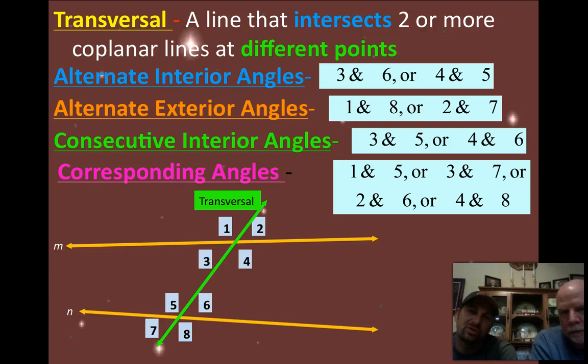Make a connection with why 3 and 6 are alternate interior. Make a connection with why 1 and 8 are alternate exterior. Make a connection with why 3 and 5 are consecutive interior. And then look at all those corresponding angles and try to figure out a way that you can understand why they're corresponding. I think what they have in common, really, yeah.